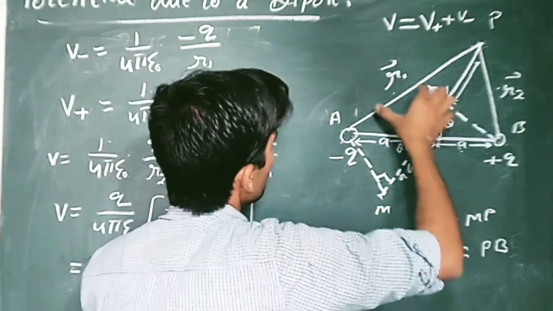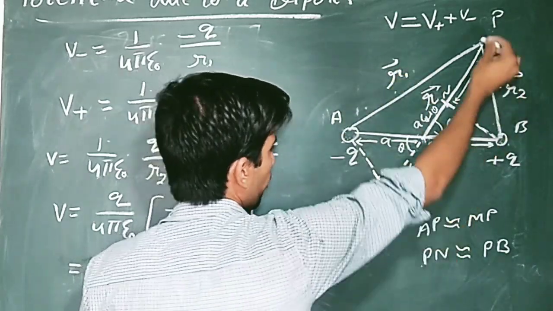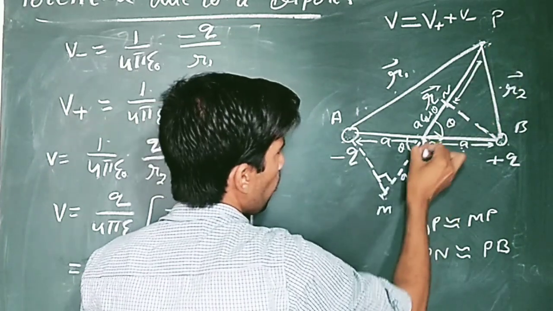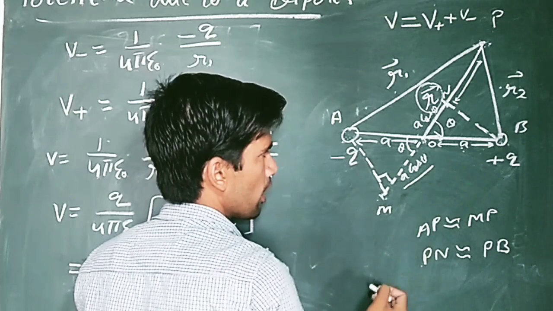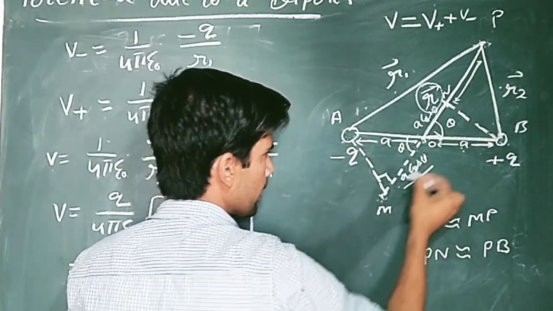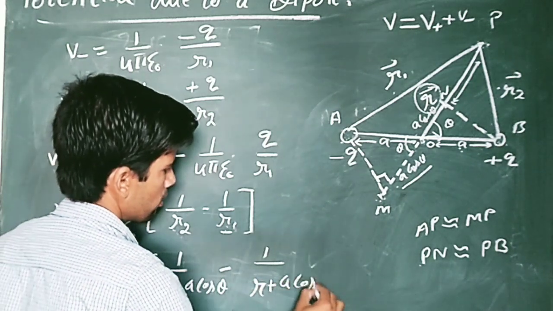Minus 1 by r1. What is r1? A to P, or P to A, is r1, and it is approximately equal to P to M. Now what is P to M? P to O is r and O to M is a cos theta. Then P to M is r plus a cos theta.